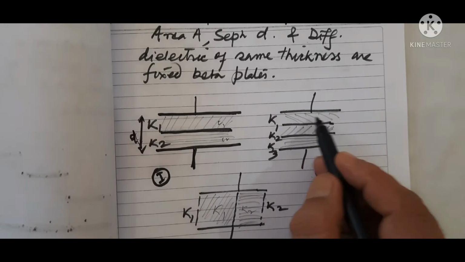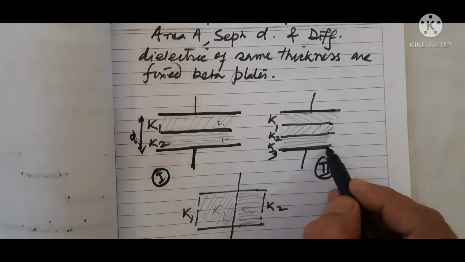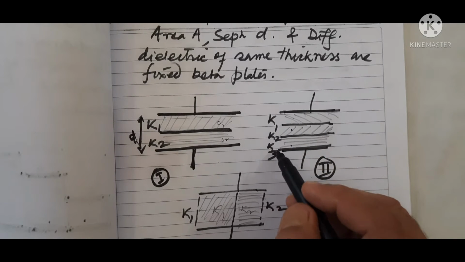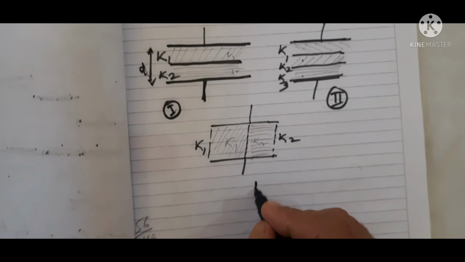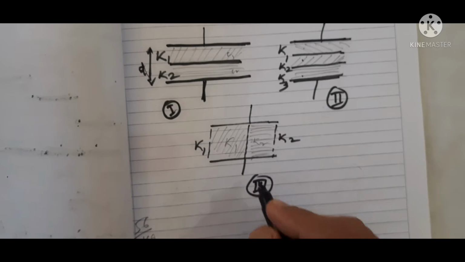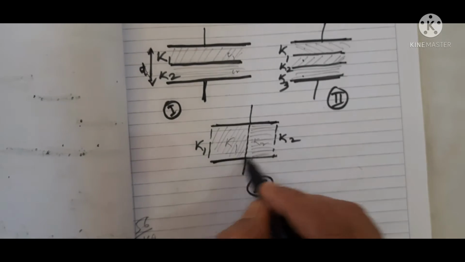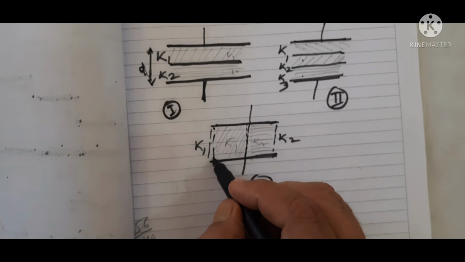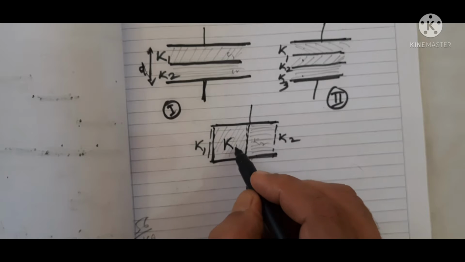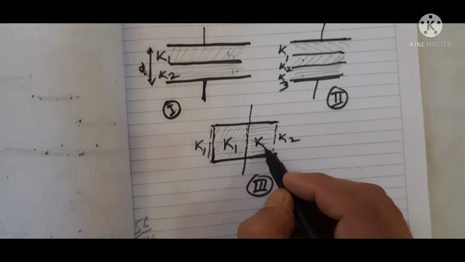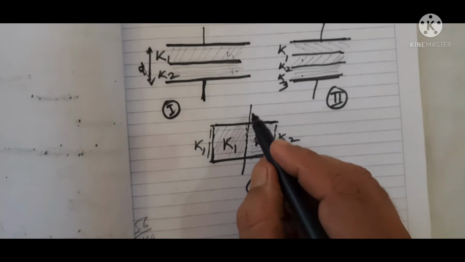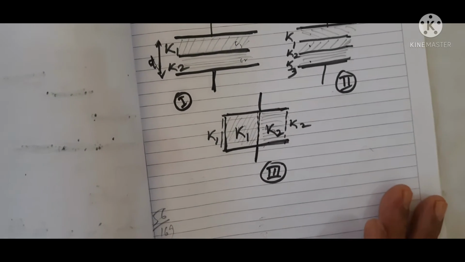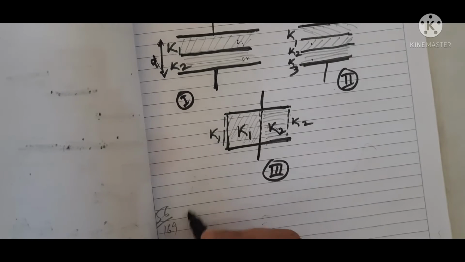If in between the two plates, three mediums are there, having dielectric constants K1, K2, K3. And the third case is this parallel plate, and this time it is equally divided, with K1 as the dielectric constant of one medium and K2 like that. So we have to find the equivalent capacitance in these three cases.